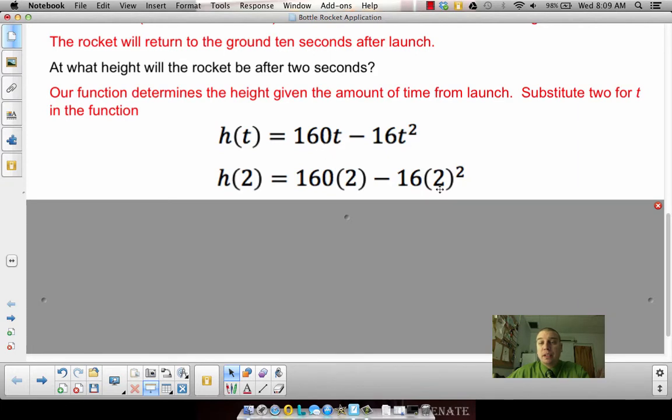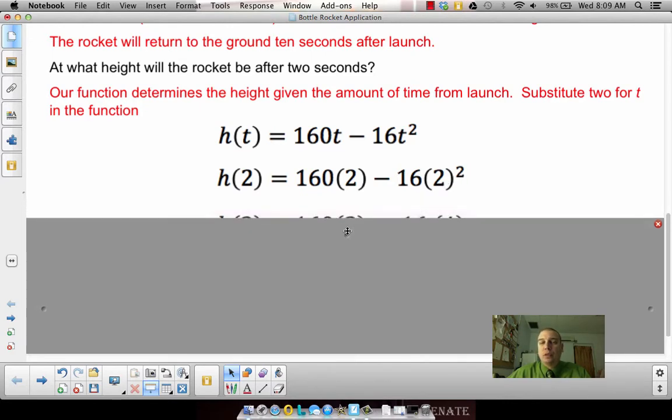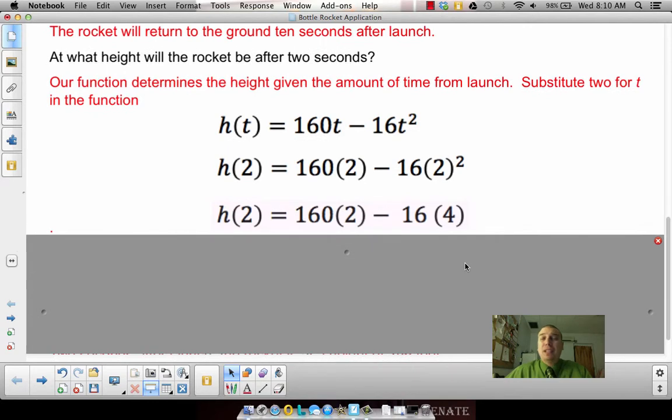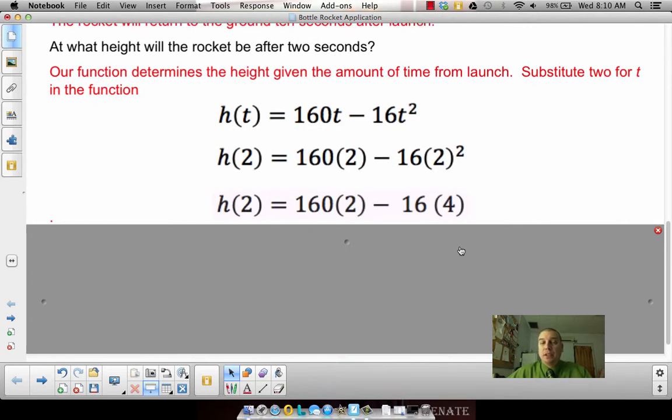Substituted my 2 into here, substituted 2 into here. Order of operations, deal with parentheses, don't have any. Deal with exponents, I got 2 squared. Okay, so remember I deal with the exponents first. Don't take this negative 16 times 2 then square it. No. Exponents first. 2 squared. 2 squared is just 4. You've got the handy dandy calculator, and now I only have multiplication left. 160 times 2, that's going to be 320. 16 times 4, that's just 64.